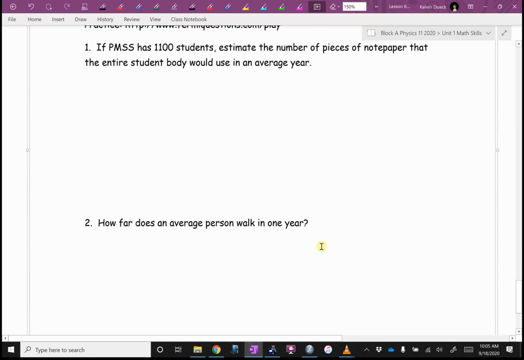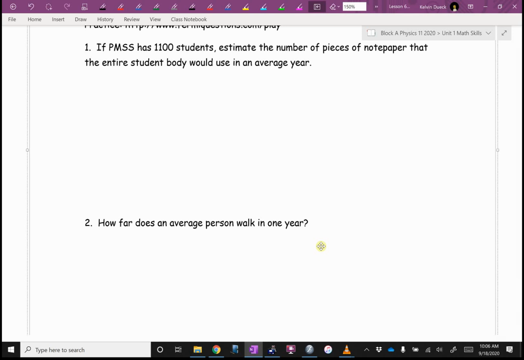Number 1 and number 2, not homework. I'm not going to ask you to hand this in. But later on in class, I'm going to ask you to convince me. So here's your first try and see if you can come up with a good mathematical argument. If Pitt Meadow Secondary has 1,100 students, I would use 1,000 in my estimation. Estimate the number of pieces of note paper that the entire student body would use in an average year.